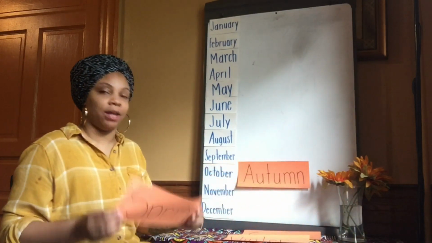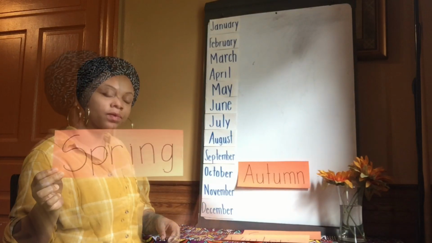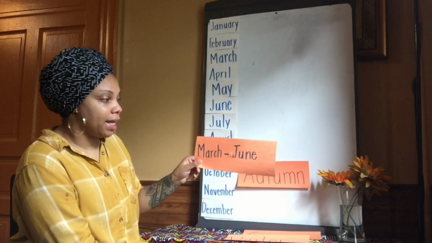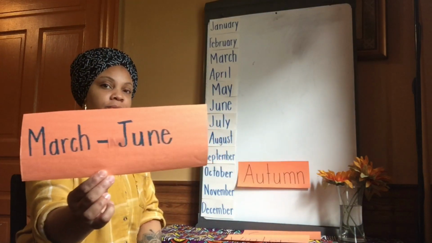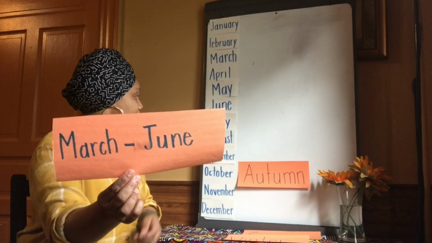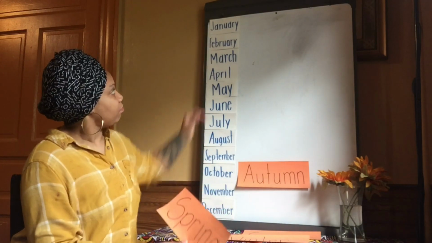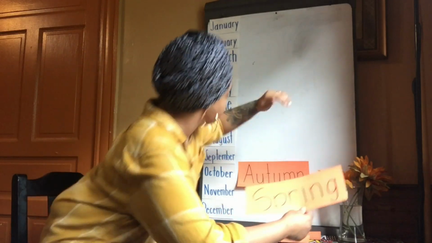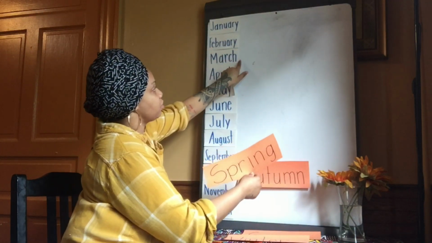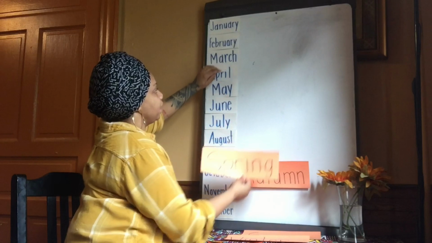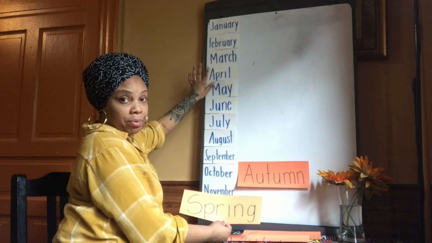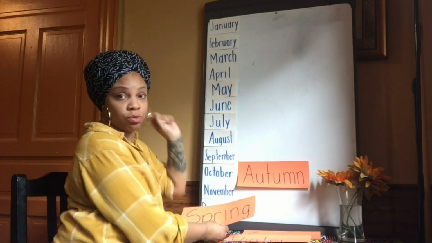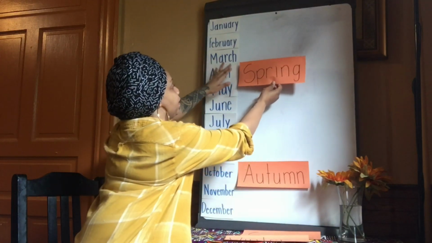Spring is next if we follow alphabetical order. Spring begins in late March and ends in late June. So let's find March. March is here. June is here. So we know that if it starts in late March, it starts at about right here, and it occurs in April. It's springtime in May, and then spring is wrapping up in June. So we're going to put it here.